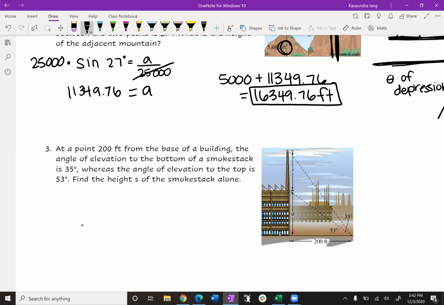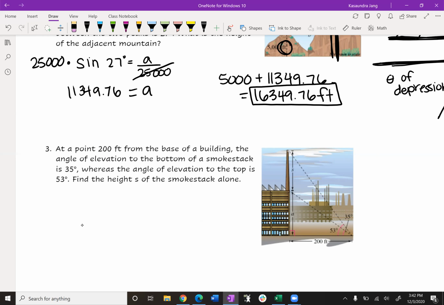So here's my smokestack right here, and we're going to the bottom of it. All right, so that angle of elevation was 35 degrees. So you can see this labeled right here, 35 degrees to get up to the bottom of it. Now, it's an angle of elevation of 53 degrees if you're going up to the top of this. So this is the larger angle of 53 degrees. All right, so they've shown it all in our little picture here.